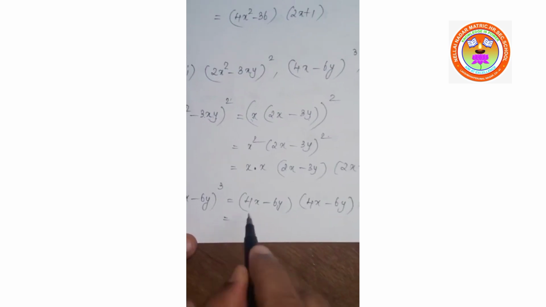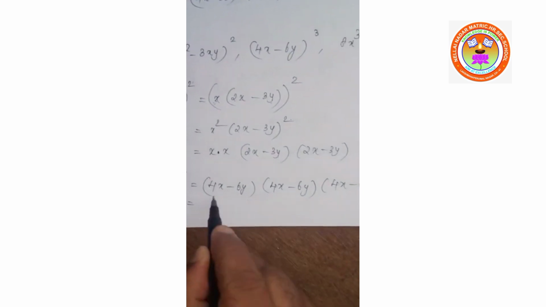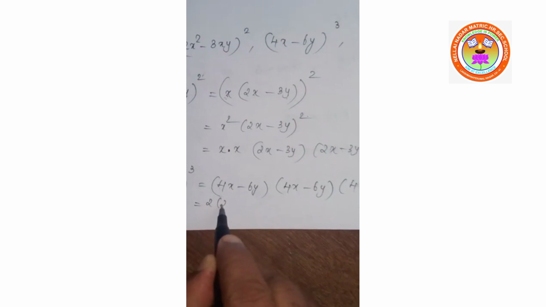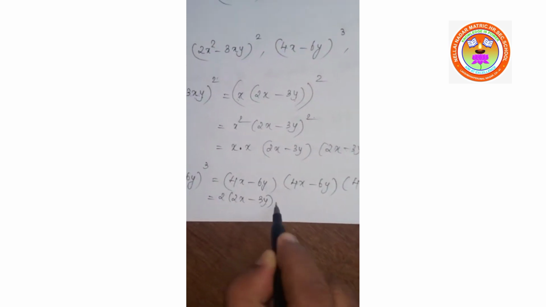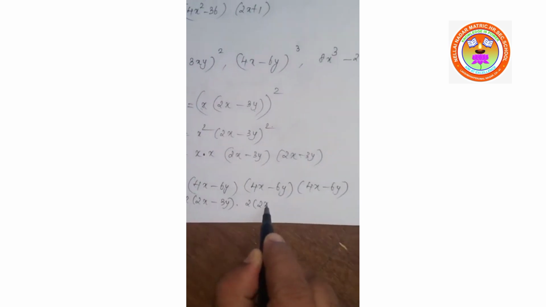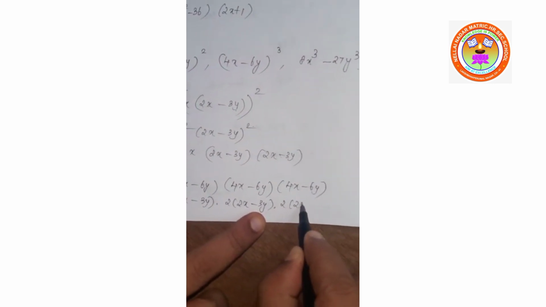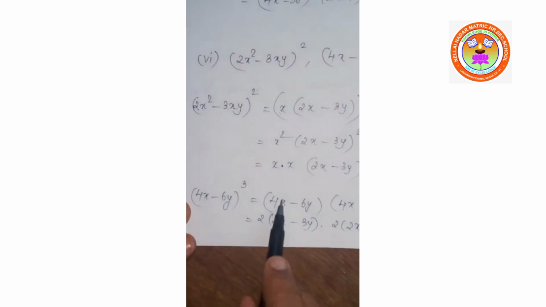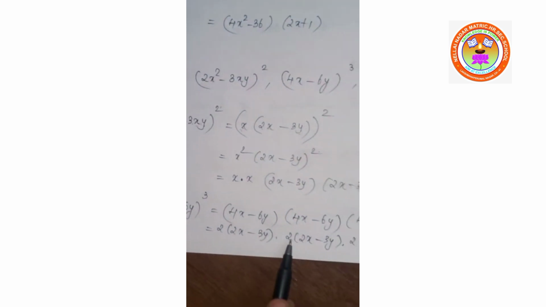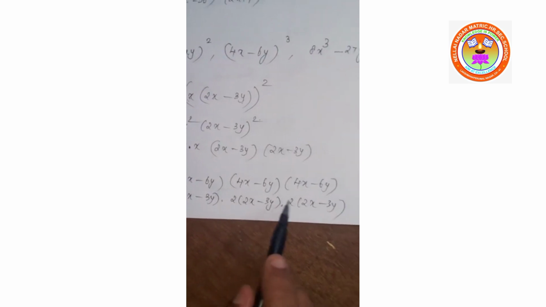After that you can take 2 as common. Right? If you take 2 as common, 2 into 2x minus 3y. Here also you can take 2 as common, 2 into 2x minus 3y. Here also you can take 2 as common, 2 into 2x minus 3y. See? 2 into 2x, 4x, 2 into 3y, 6y. Like that, each and every time I have written.